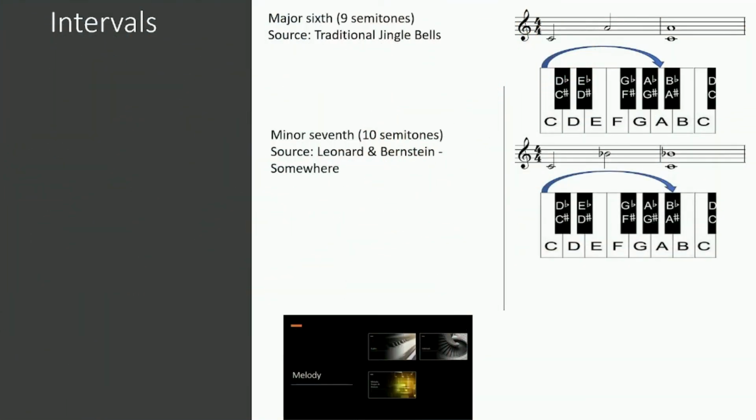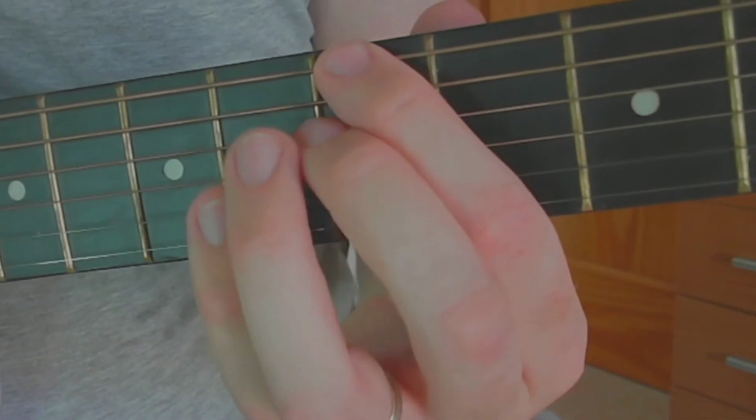Next, minor seventh, which is 10 semitones. We're going to listen to the notation first. Then classic example Somewhere by Leonard Bernstein from the musical West Side Story. There's a place for us. There's the first two notes. Minor seventh.